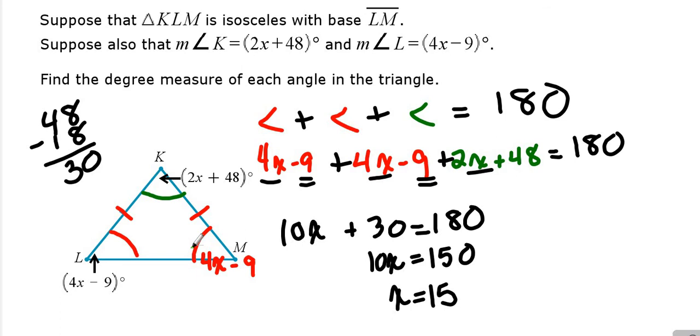Now do not stop with x. You always take the value of x. It wants the degree measure of each angle, so you're going to plug x back in and see what happens. So 4 times 15 is 60 minus 9. That would make this 51, which means this is 51. And this is going to be 78. And it's very easy to check by adding those up and see if they add up to 180, which they do.